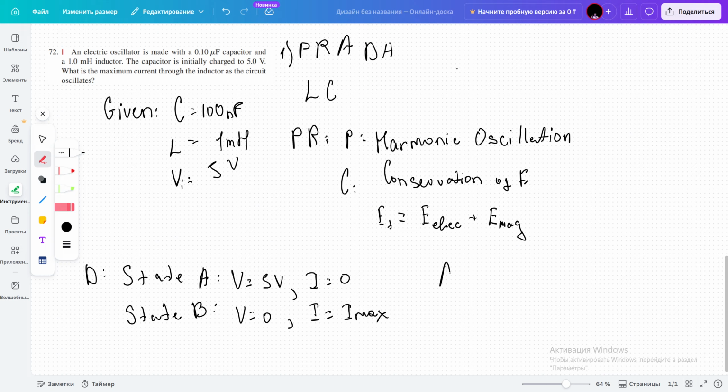So next step is abstraction. Now I'm ignoring wire resistance and assuming an ideal circuit where resistance is 0. This abstraction allows us to use a clean mathematical model of a pure energy swap. So our model is an ideal LC circuit, and our assumption is that we have 0 resistance.